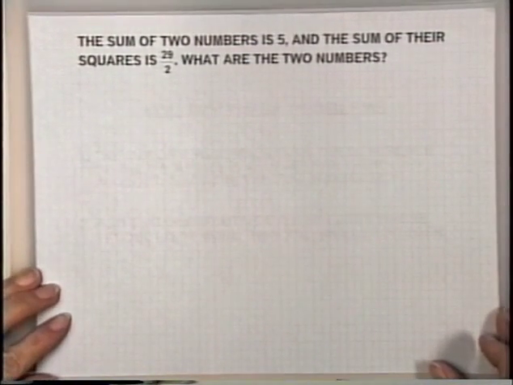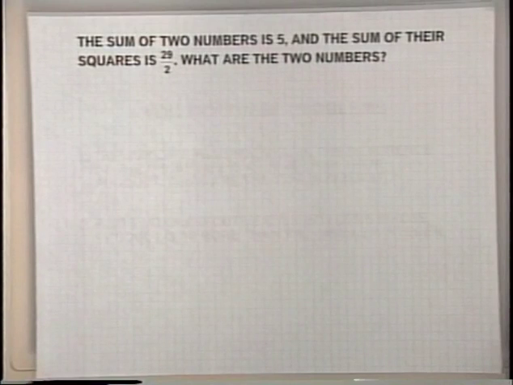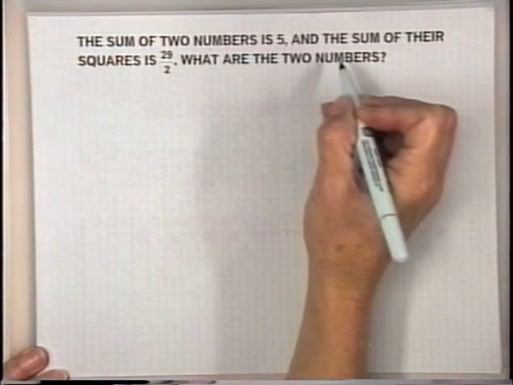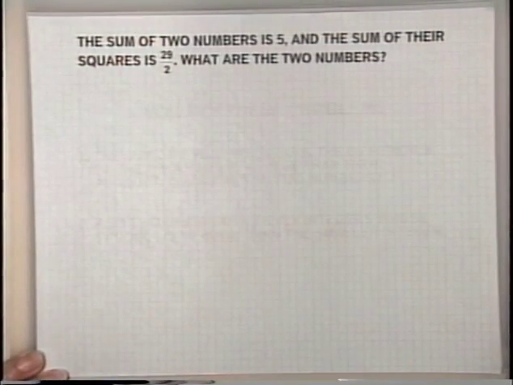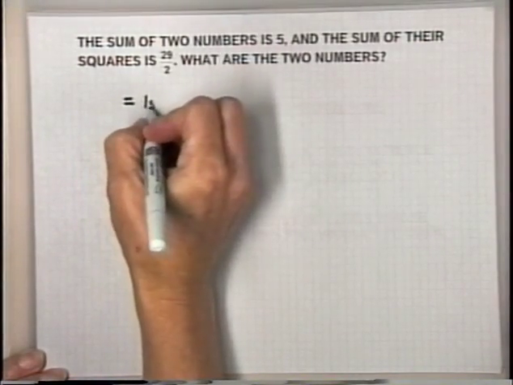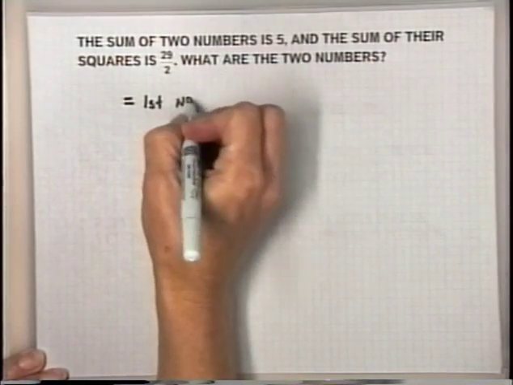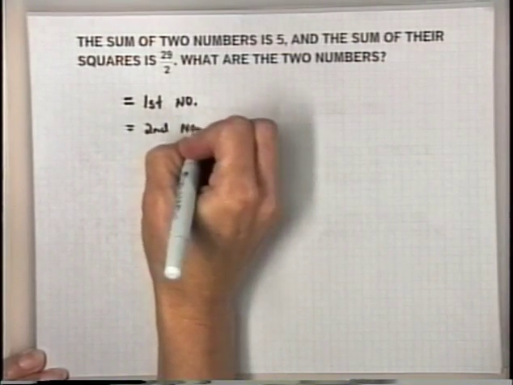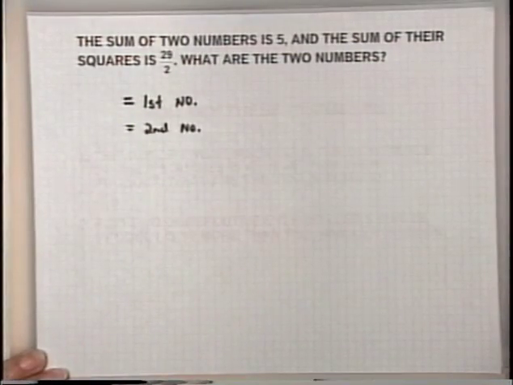The sum of two numbers is 5, and the sum of their squares is 29 halves. What are the two numbers? We have been asked to find two numbers. Now this time we are not told that they are consecutive, nor odd, nor even. We don't know about that. So for a moment here, I'm just going to write down something for the first number and something for the second number.